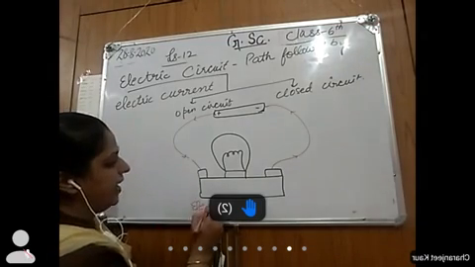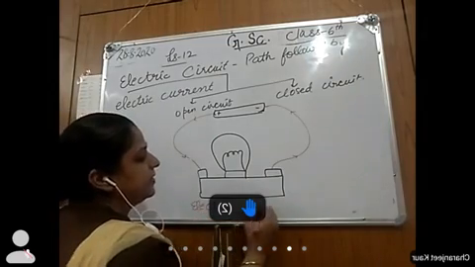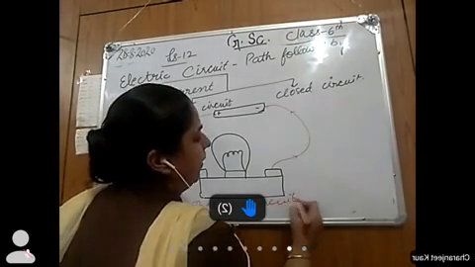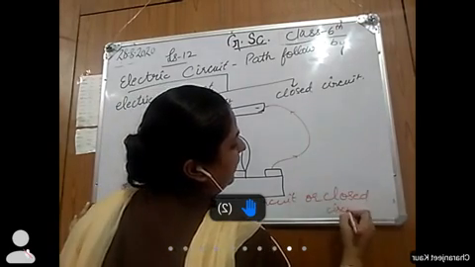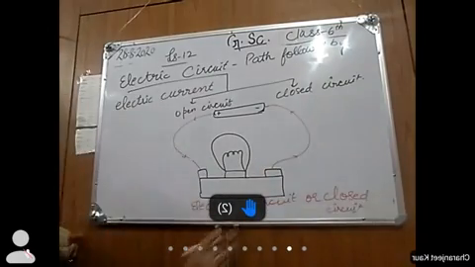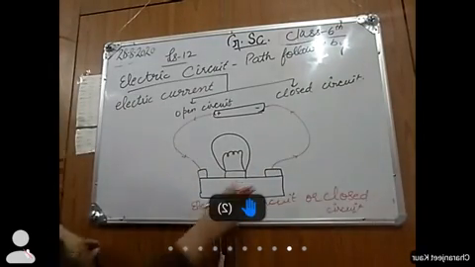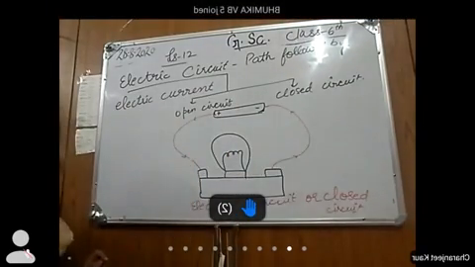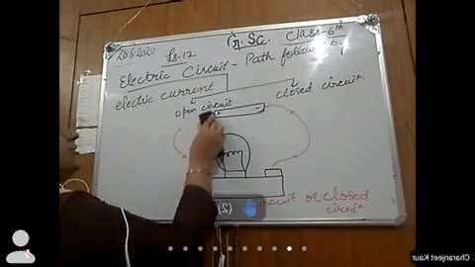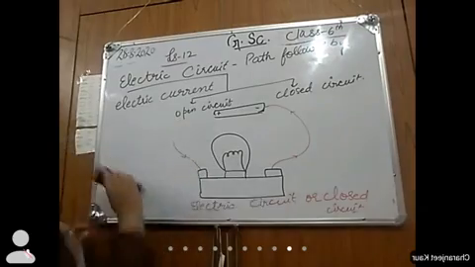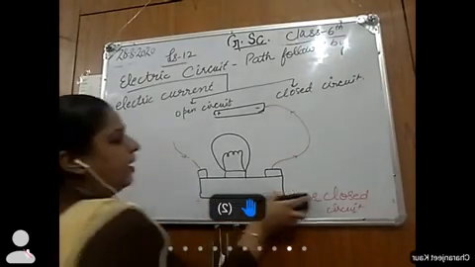What do we call it? Electric circuit or closed circuit, in which there is no break. The current is flowing, right? And what is open circuit? Suppose this is not connected. This wire is not connected.